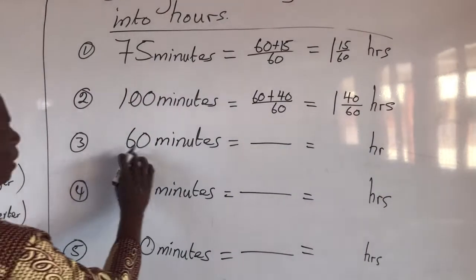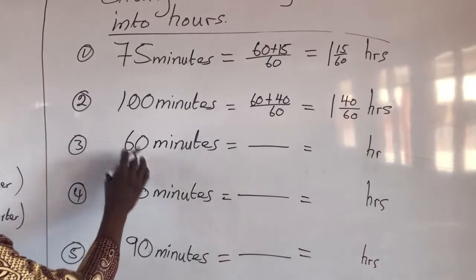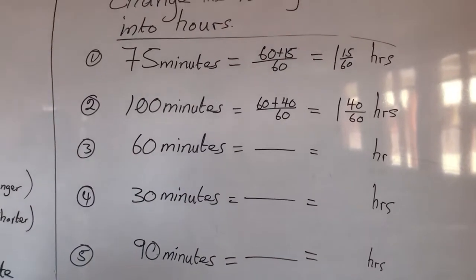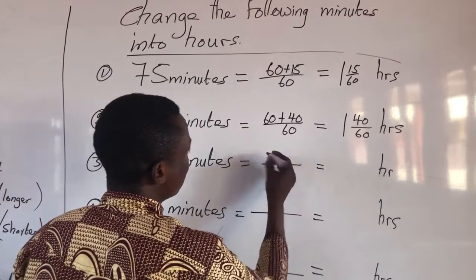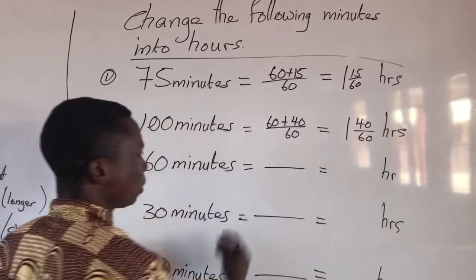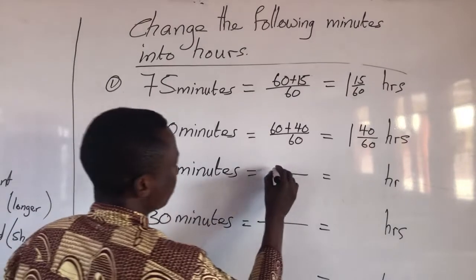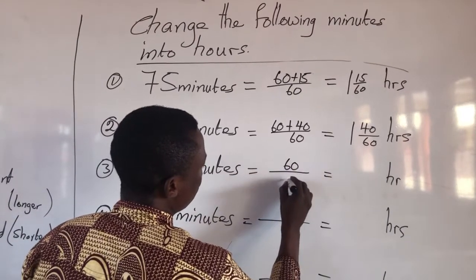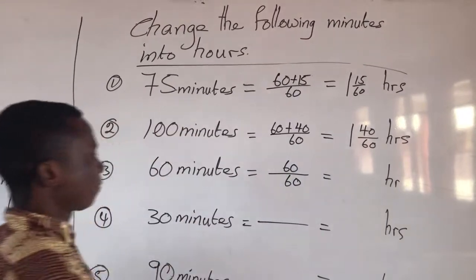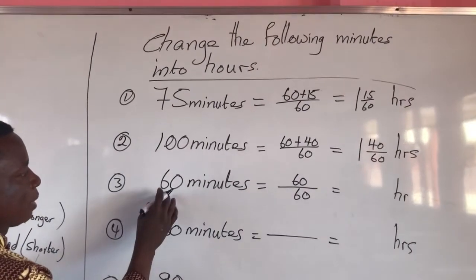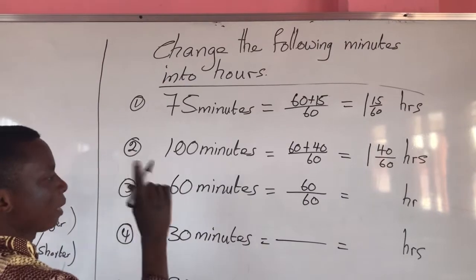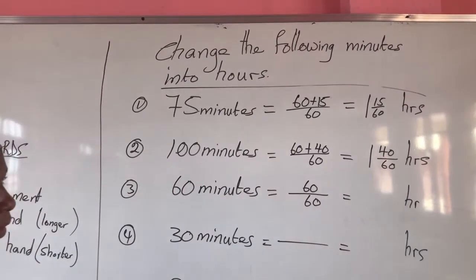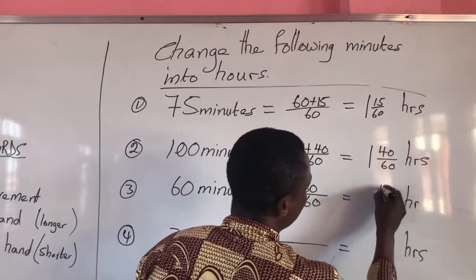Look at this. 60 plus a number will give you 60. What number is that? Is it 0? If it is 0, you just write 60. Because 60 plus 0 is the same as what? 60. So 60 over 60. Now, this is telling you that 60 here will go into this 60, only one. There will be no remainder. So you write your 1 here, 1 hour.